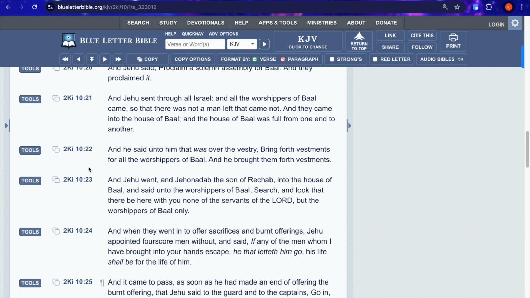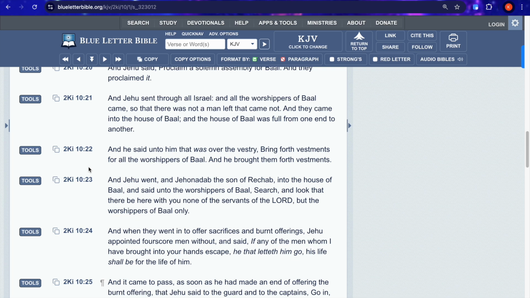And Jehu went, and Jehonadab the son of Rechab, into the house of Baal, and said to the worshippers of Baal, "Search and look, that there be here with you none of the servants of Yahweh, but the worshippers of Baal only." So you can see how, and this is very subtle, right? Very, very sneaky of Jehu here. Not only was he able to gather all the worshippers of Baal in one area, but he was also able to ensure, by using deceptive means, in a good sense in this case, that he wouldn't accidentally have anybody that didn't belong here there to mix it up.